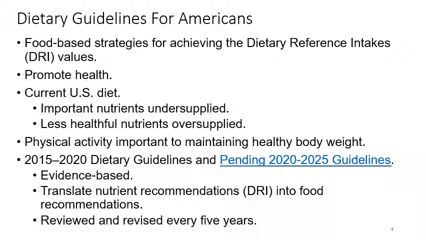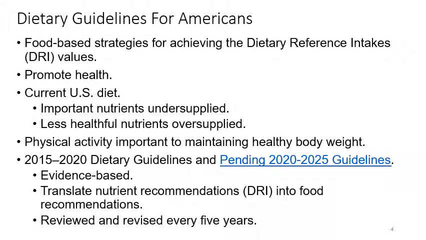Right now, in the current U.S. diet, it's important to note that some nutrients are undersupplied, just like people are not having enough fruits, vegetables, and dairy products. And less healthful nutrients are oversupplied, just like saturated fat and sugar and salt. Physical activity is important to maintain healthy body weight.